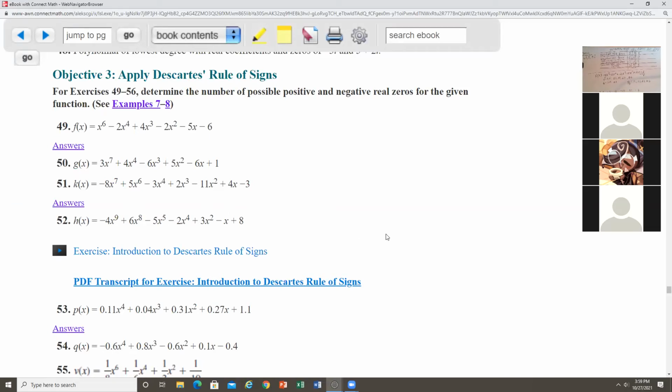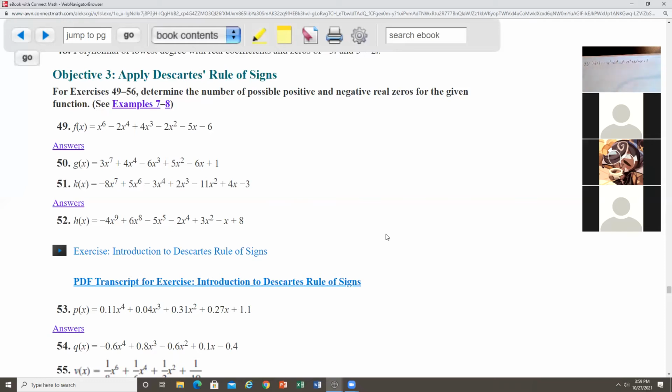52, we'll do 52. Because I want to try to clarify what I said about placeholders and counting the sign changes. So number 52, we'll try this problem out of your textbook in section 3.4. Now notice h of x is not written in descending order. Yes, it is. I said corrected. Negative 4x to the 9th plus 6x to the 8th minus 5x to the 5th minus 2x to the 4th plus 3x squared minus x plus 8.